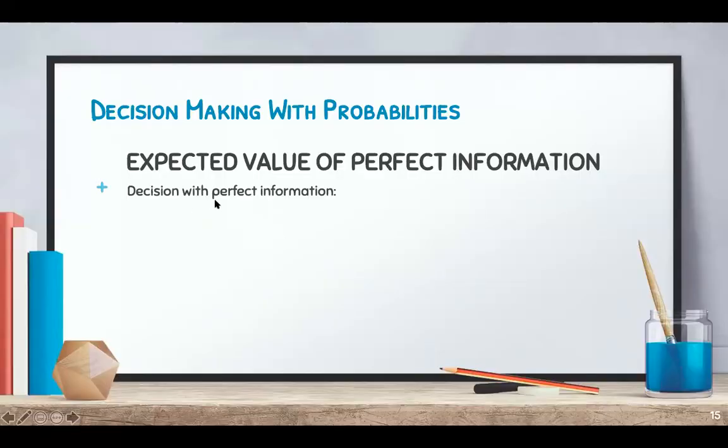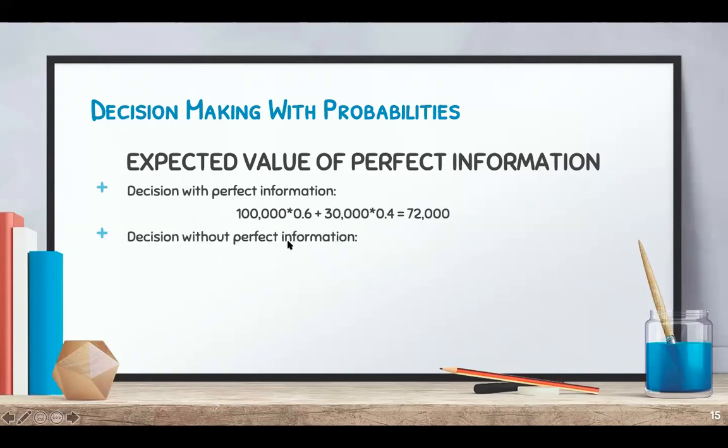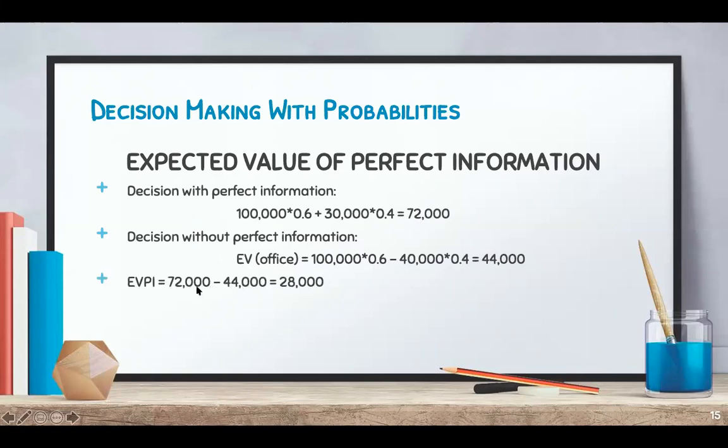So the decision with perfect information is yung pinaka-perfect na decision for each state of nature. So sa good economic conditions, that's 30,000 times 0.6. Tapos dun sa poor economic conditions, that's 30,000 times 0.4. So pag perfect ang information mo, ang total mong expected value is 72,000. Pero pag wala kang perfect information, yung pipiliin mo is yung office. Yung expected value ng office is 44,000. So when we deduct 72,000 minus 44,000, the EVPI is 28,000. Or the same as the expected opportunities.